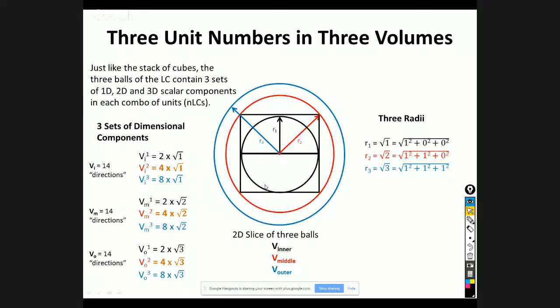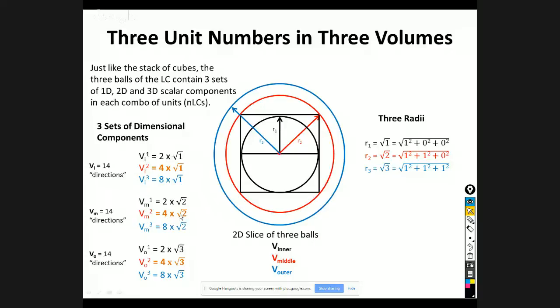The black ball has 3 colors, we'll say. The one-dimensional has 2 directions, one this way and one that way. Then the 2-dimensional is in 4 directions. And then in the 3-dimensional case, it's 8 directions. And they all use the square root of 1. So that's why they're represented here in the 3 colors.